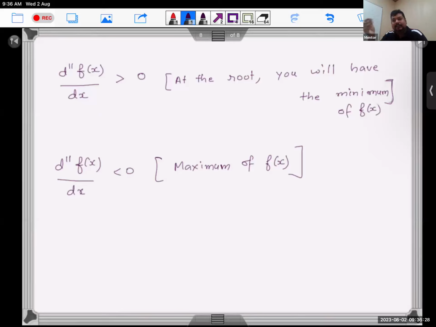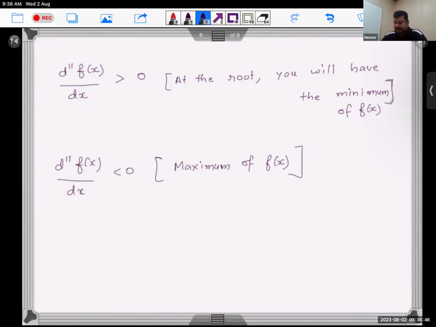But if it is a cubic equation, you will get some linear equation as a double derivative, right? So you will put the values of x in that linear equation and you will get 2 values. You will check for which value of x you get a double differential greater than 0, and for which value of x you get a value less than 0.